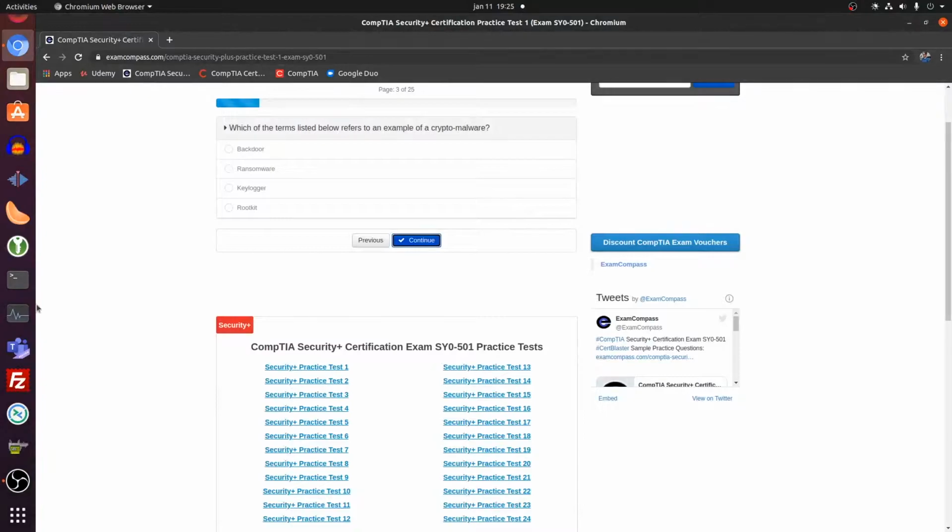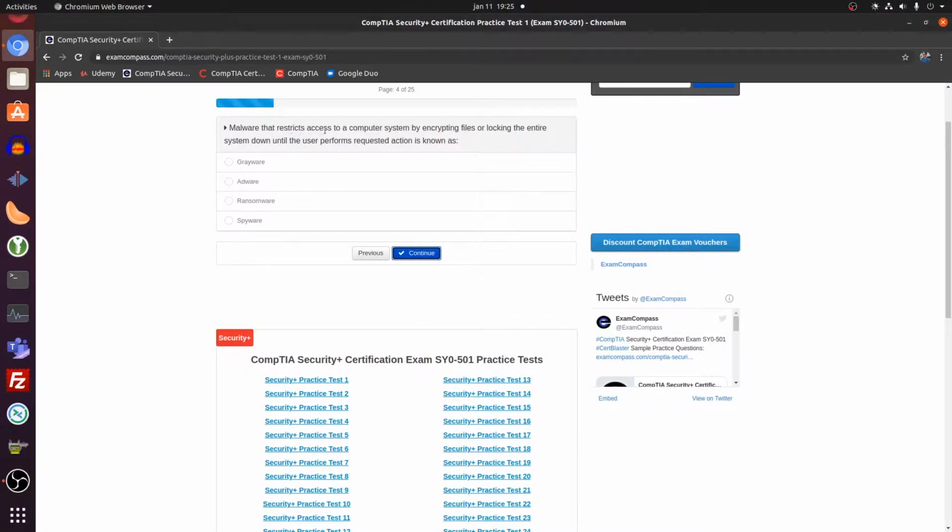Next. Which of the terms listed below refers to an example of crypto malware? A backdoor, ransomware, keylogger, or rootkit. Malware, crypto malware. Usually crypto is, let's say Bitcoin. I think ransomware, because usually when ransomware locks down files, the attackers or the hackers ask for cryptocurrency to unlock those files again. So I think ransomware.